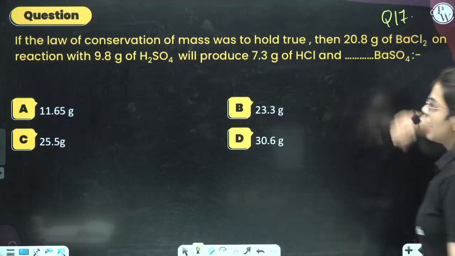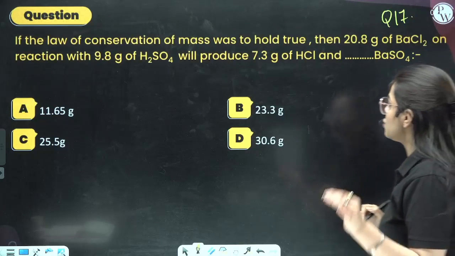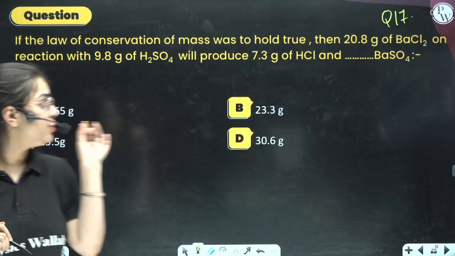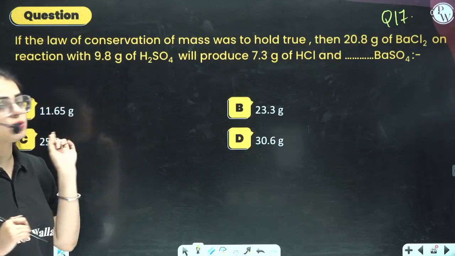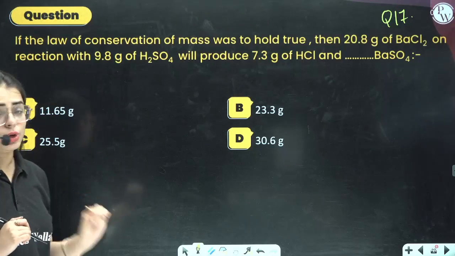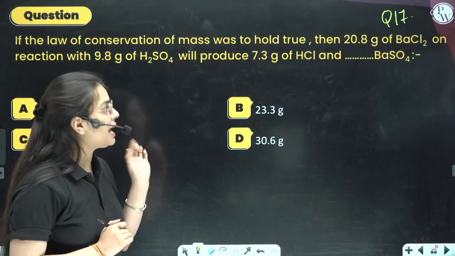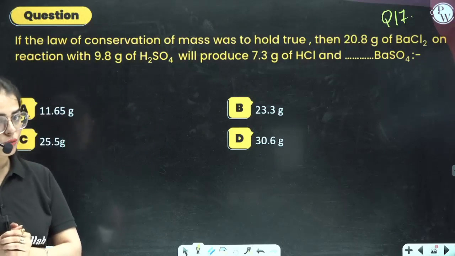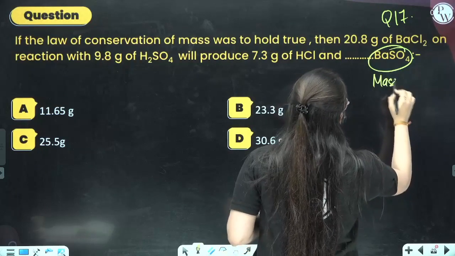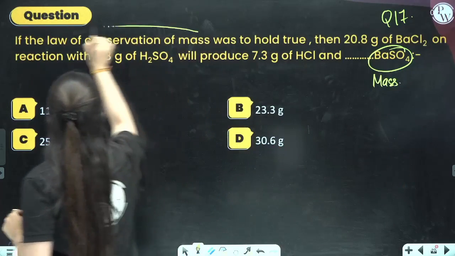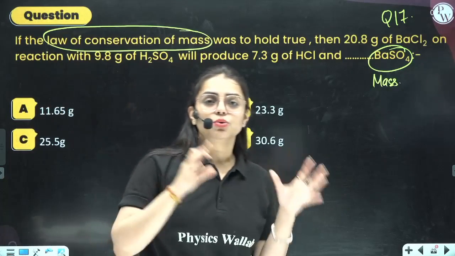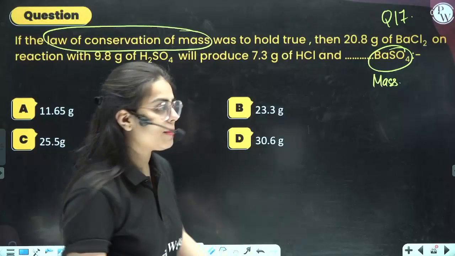The question says that if the law of conservation of mass was to hold true, then 20.8 grams of BaCl2 on reaction with 9.8 grams of H2SO4 will produce 7.3 grams of HCl and dash BaSO4. That means here you need to calculate the mass of BaSO4. Now students, as a hint, they have provided you the law of conservation of mass. What is the law of conservation of mass? The total mass of reactants is equivalent to the total mass of products.